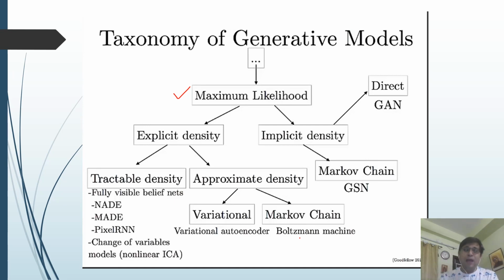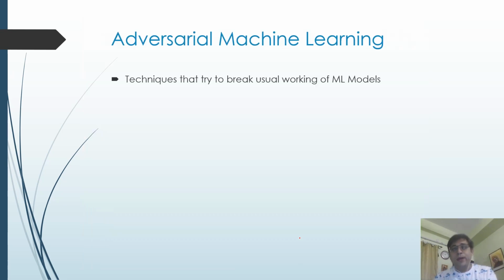Okay, so again I will recommend that please go through the tutorial by Goodfellow if you want to know more about the different types of generative models. Okay, now you have this term adversarial. So adversarial models or adversarial machine learning actually tries to find out vulnerability of the machine learning model, and in that way actually improves the working of the models.